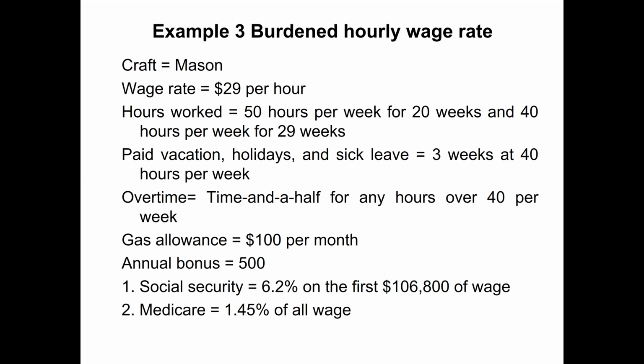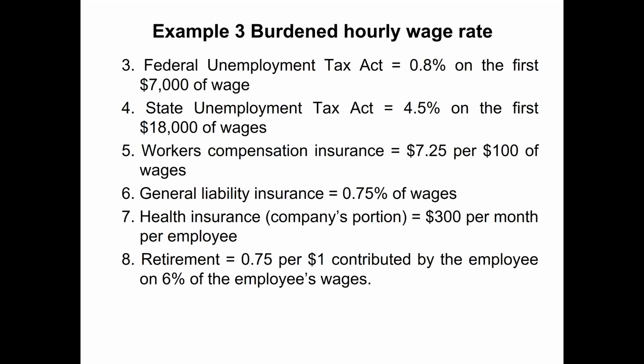Then the company also pays him a gas allowance of $100 per month. It is given that he gets an annual bonus of $500. Then the company also pays social security at 6.2% on the first $106,800 of wages. For Medicare, the company pays 1.45% of all the wages. Then there is the Federal Unemployment Tax Act: the company pays 0.8% on the first $7,000 of wages. State unemployment tax is 4.5% on the first $18,000 of wages.